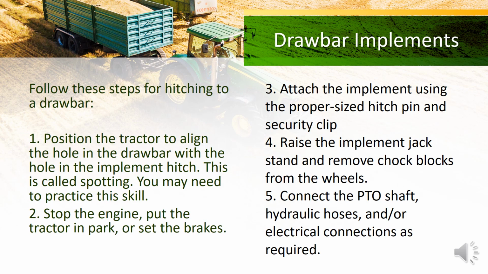So let's discuss the drawbar implements. These are the steps for hitching to a drawbar. One, you have to position your tractor to align the hole in the drawbar with the hole in the implement hitch. This is called spotting. You will need to practice the skill. Stop the engine, put the tractor in park, and set the brakes. Attach the implement using a proper size hitch pin and security clip. Raise the implement jack stand and remove chock blocks from the wheels. Connect the PTO shaft, the hydraulic hoses, and all the electrical requirements.